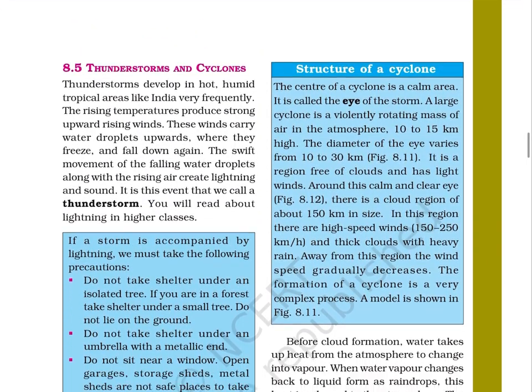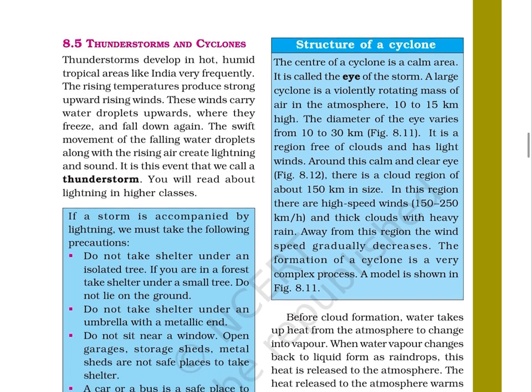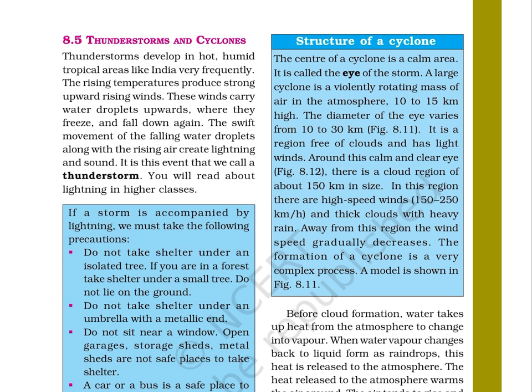Structure of a cyclone. The center of a cyclone is a calm area. It is called the eye of the storm. A large cyclone is a violently rotating mass of air in the atmosphere, 10 to 15 kilometers high. The diameter of the eye varies from 10 to 30 kilometers. This can be observed in figure 8.11. It is a region free of clouds and has light winds.